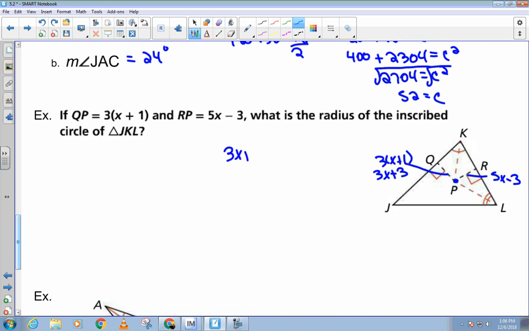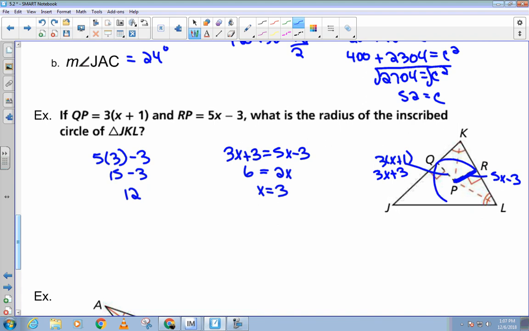So we're going to set 3x plus 3 equal to 5x minus 3. And so that would be 2x equals 6, and so x is equal to 3. But is that my radius? No. My radius, I would have to go back and plug in 5 times 3 minus 3. So 15 minus 3, which is 12. So the radius of the inscribed circle, this right here, is going to be 12. Terrible picture, but that's what it would kind of look like.